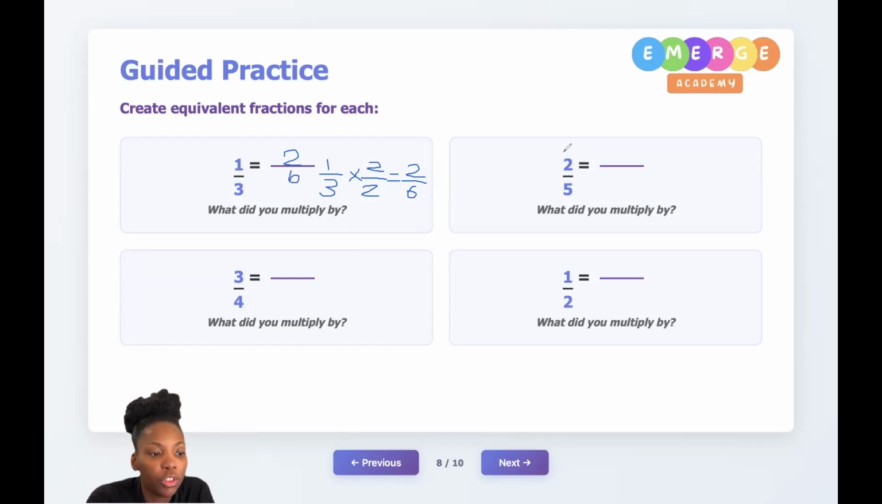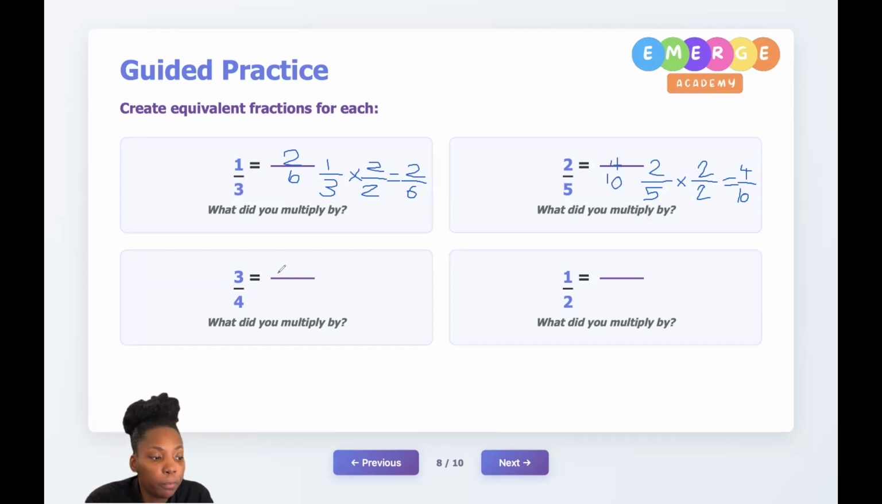So we have 2 over 5, or 2/5. We're going to do the same thing. Let's times it by 2 over 2. 2 times 2 is 4, and 5 times 2 is 10, which means that 2/5 is equal to 4 over 10. Let's have a look at the next one.